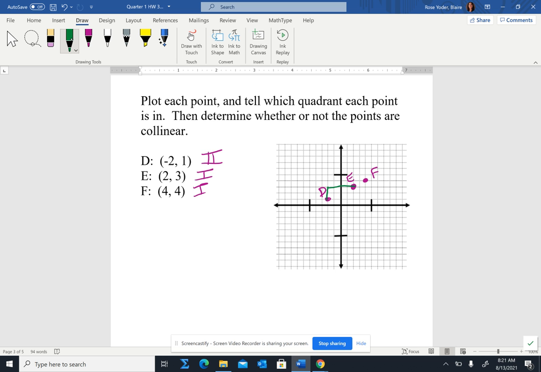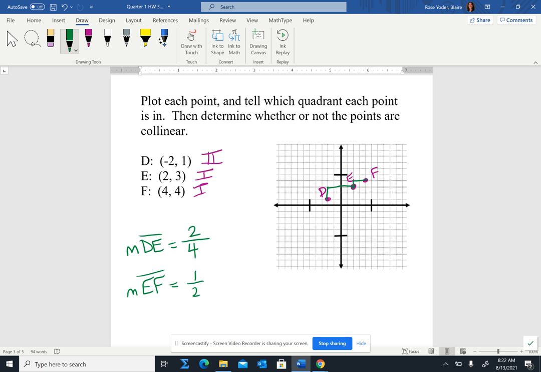So the slope, I'm going to use M for slope, like a mountain slope. The slope of DE, to get from D to E, I went up 2 boxes and over 4 boxes. The slope from E to F, I go up 1 over 2. So slope EF, up 1 over 2. We want to know if those slopes are the same. If the slopes are the same, then the points are collinear.